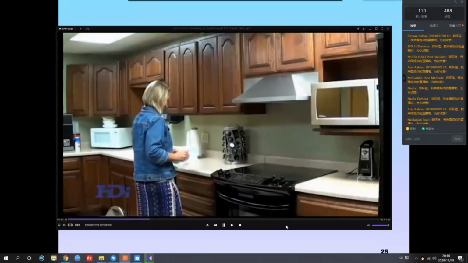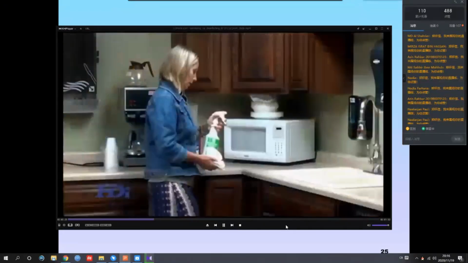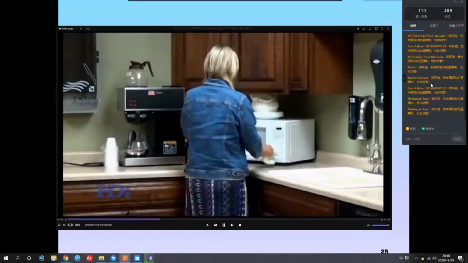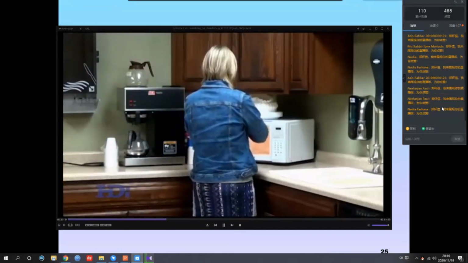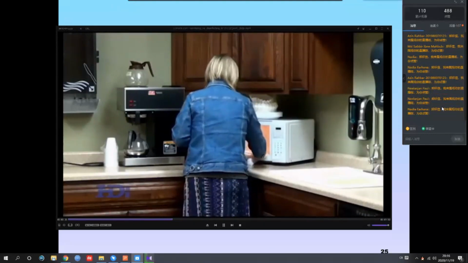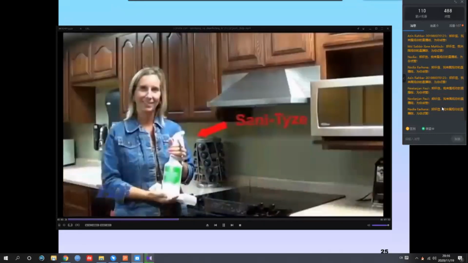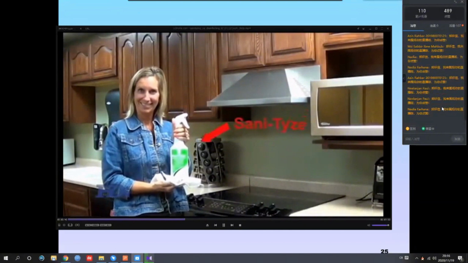The food industry most often uses sanitizing procedures. After using sanitizers, surfaces are safe for food contact after the surface has air dried. Thank you, Jamie, for demonstrating sanitize.